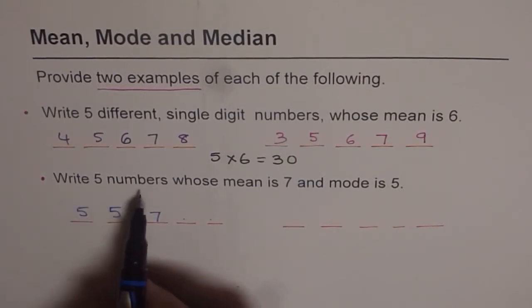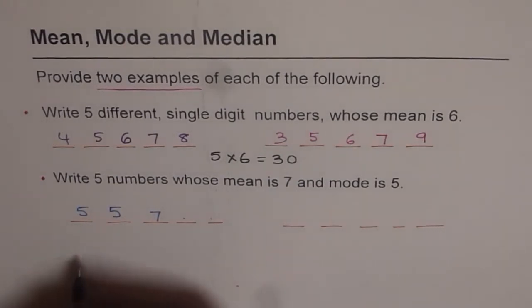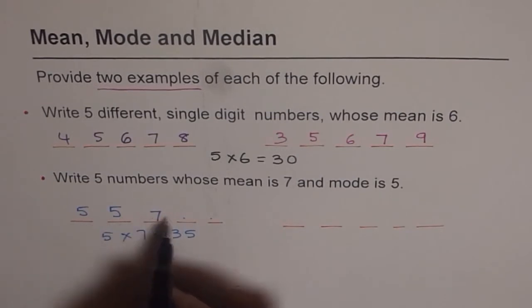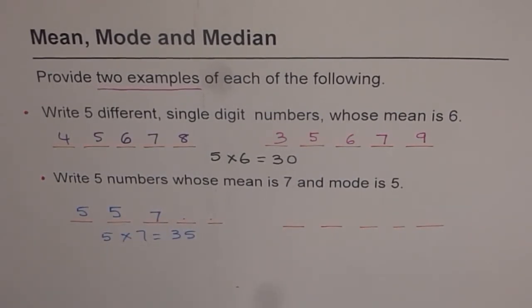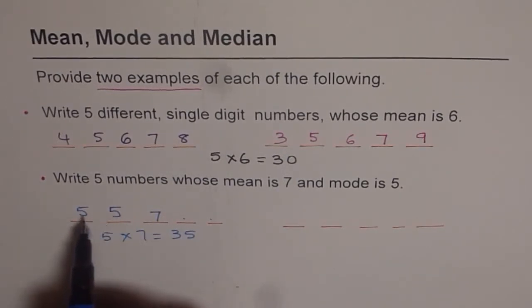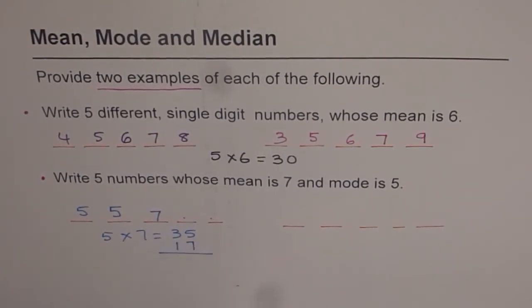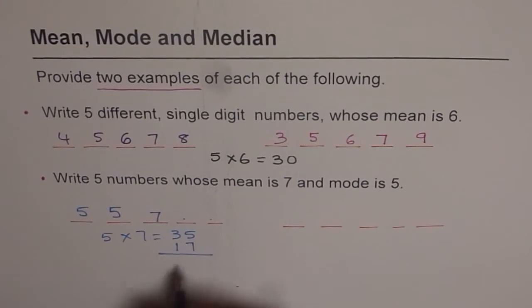Well, if there are 5 numbers with a mean of 7, then 5 times 7 equals 35. So when you add them all, it should be 35, correct? That is one strategy. So what do you have as the total? 10 plus 7, 17. So let's take away 17 from 35. If you take away 17, what do you get? You get 18. So the sum of these two numbers should be 18, right?